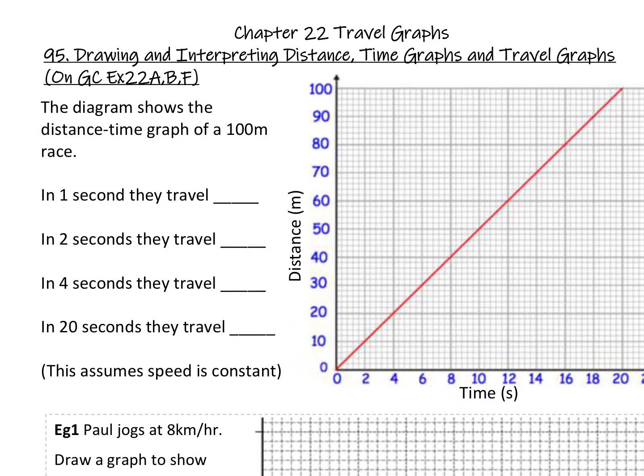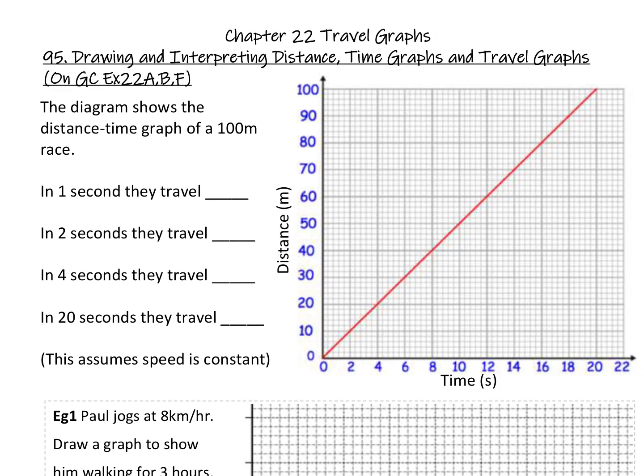Okay, the diagram shows the distance time graph of a 100-meter race. We've got time along the bottom. 2 seconds is 5 squares, so 1 second would be 2.5 squares. In 1 second, they travel half of 10, so 5 meters. In 2 seconds, go up and meet the line, they travel 10 meters. In 4 seconds, they travel 20 meters.